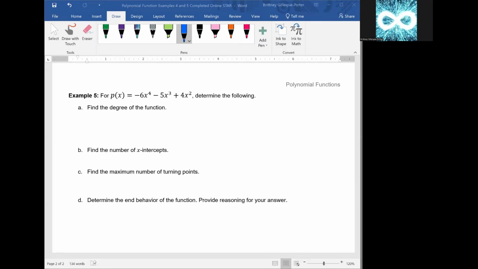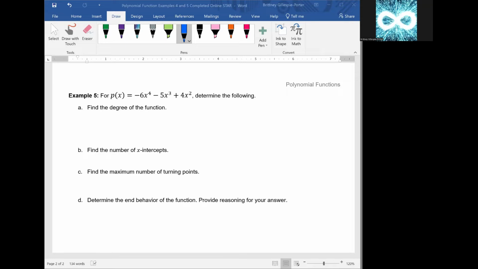Okay, let's find the characteristics of this polynomial function. We have p of x, which is just another way of saying a function, like f of x, equal to negative 6x to the fourth minus 5x cubed plus 4x squared. And we're asked to determine all the following characteristics.